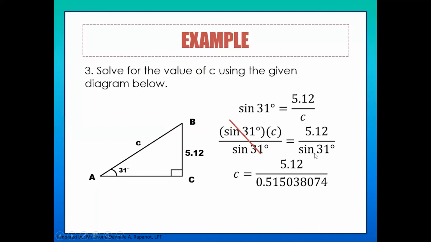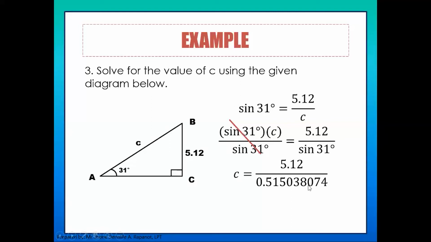So what you have there is 0.515038074. No need to write the answer for sine 31 into 2 decimal places and then do the rounding up process. No need for you to do that. The 2 decimal places can only be done in the final answer. Okay? I hope everything is clear here.